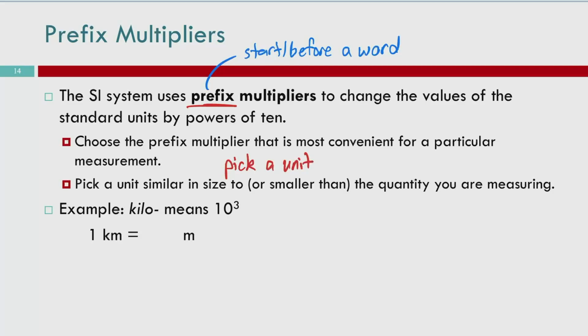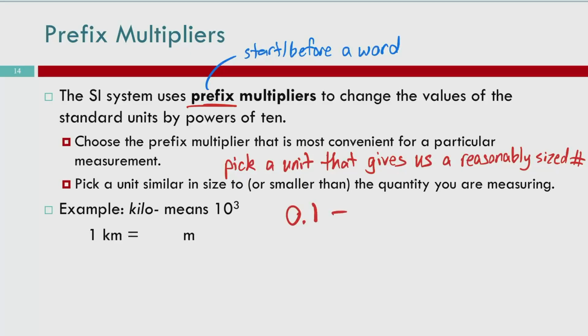We typically want to pick a unit that gives us a reasonably sized number. What is a reasonably sized number? I would say that this is probably anything between 0.1 to 1,000, something that we can wrap our minds around.